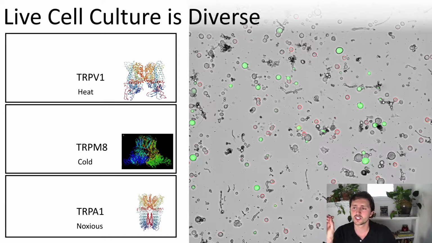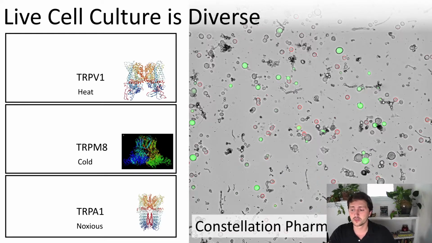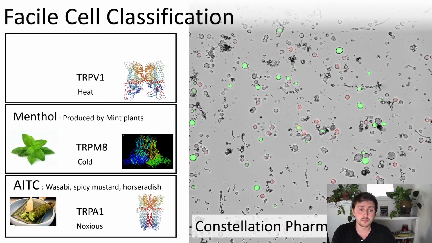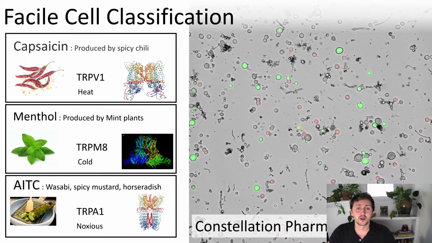To understand which cells have these ion channels without killing them or fixing them, we turn to the technique Constellation Pharmacology, where we use pharmacology to answer the question of which neurons have these switches. For example, we have pharmacology which comes from wasabi, which activates TRPA1. We have pharmacology which comes from mint plants to activate TRPM8. And we have pharmacology from spicy chili peppers which activate TRPV1.